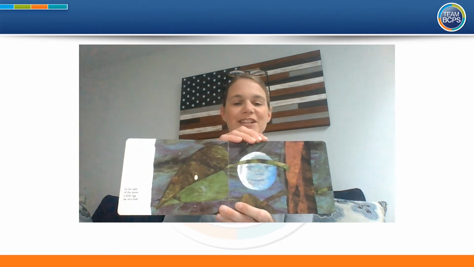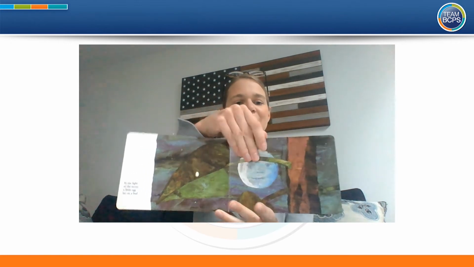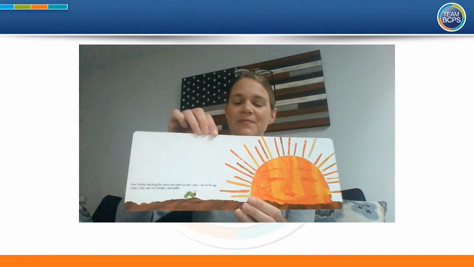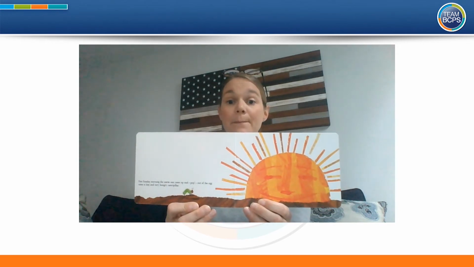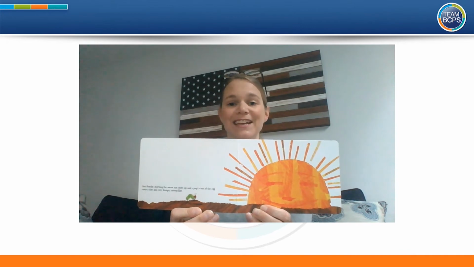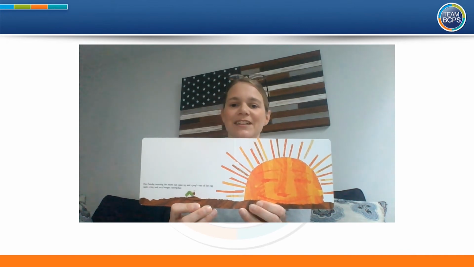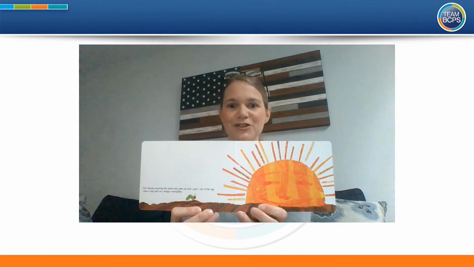In the light of the moon, a little egg lay on a leaf. What do you think might be inside of that egg? Do you have a prediction? All right, let's find out if your prediction is correct. One Sunday morning, the warm sun came up and pop! Out of the egg came a tiny and very hungry caterpillar. Was your prediction correct?